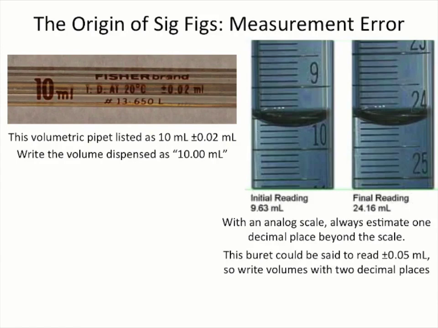So the final reading on the right, say you have 24.16. And there'll be a little bit of error in here. You could say 24.15, depends on how you look at it. But overall, that's more precise than just saying 24.1 or 24.2. And you get a little something extra out of it.